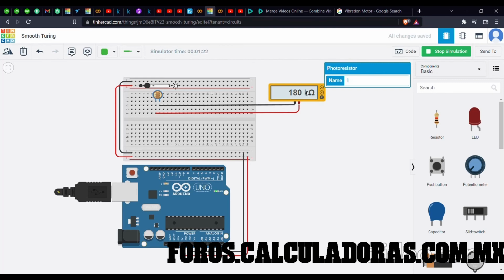What we can actually do with this photoresistor, we will be learning in the upcoming video, and we will be exploring how we can use it. The logic behind it is that we have to use the changing resistance to implement something that we would like to happen.